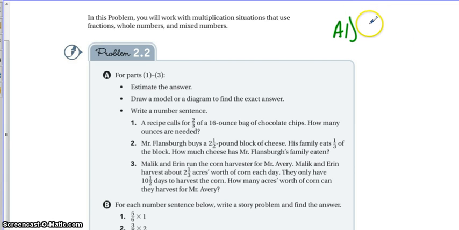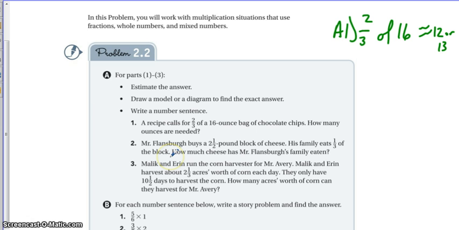Well, the first thing would be to draw or estimate the answer. So I know that I'm trying to figure out what 2/3 of 16 is. Well, since I have one factor that is less than 1 and one that is greater than 1, I know that my answer should be smaller than 16, because if I had 1 times 16, my answer would be 16. But since 2/3 is less than 1, then less than 1 times 16 would give me an answer less than 16. So my answer should be somewhere around, I probably think 12, maybe 13 ounces.